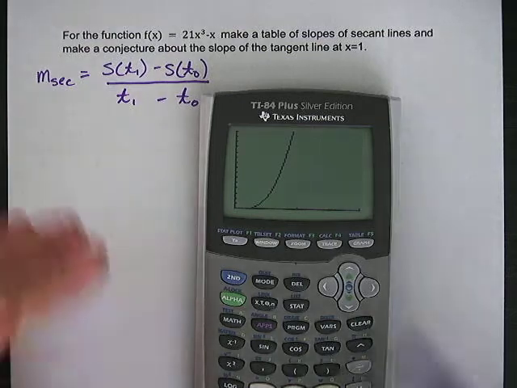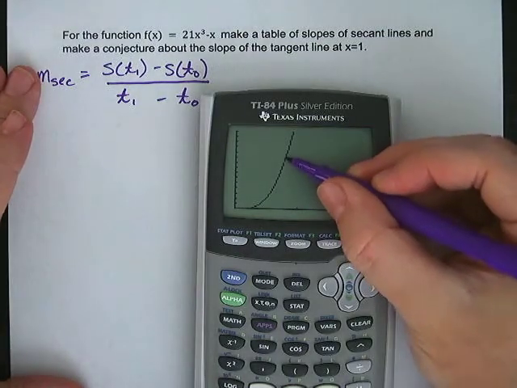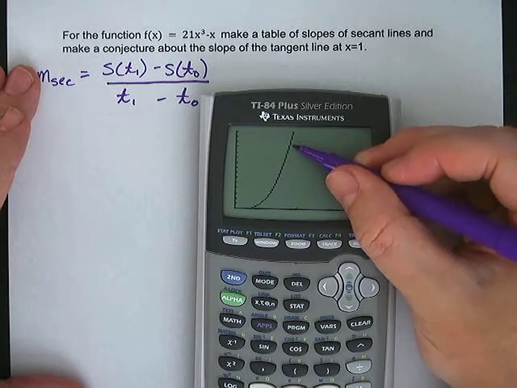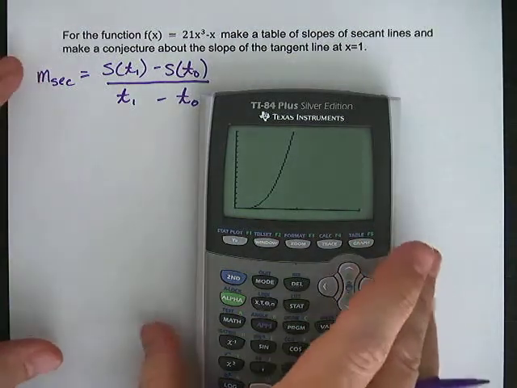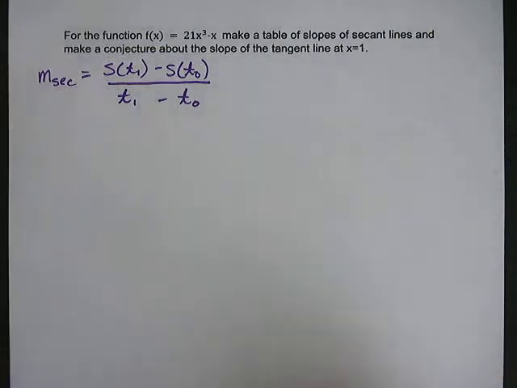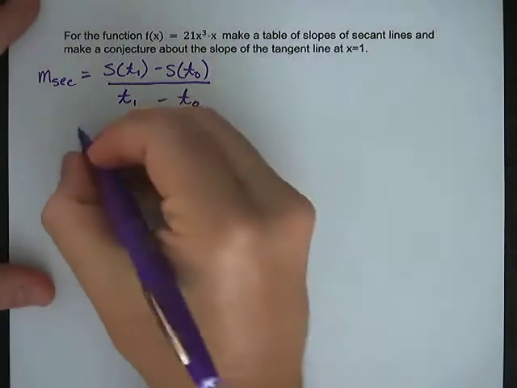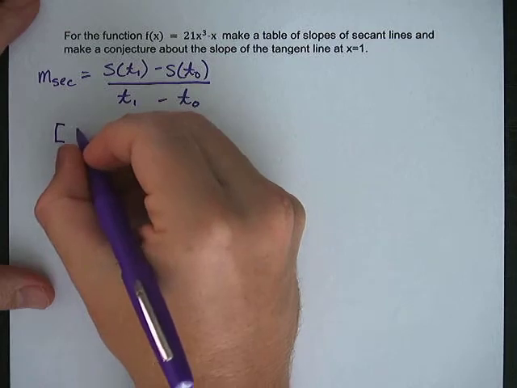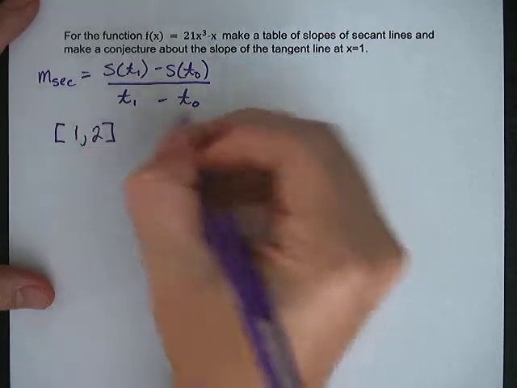Now we're going to basically just find the slope between 2 points here, and then bring those points closer and closer together to make a conjecture about the slope of the tangent line. Okay, so we're looking around at x equals 1. We got a variety of options. Let's choose the interval 1 and 2. Okay, we'll start with that.